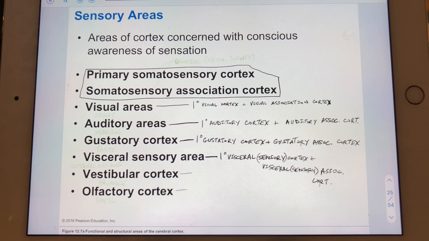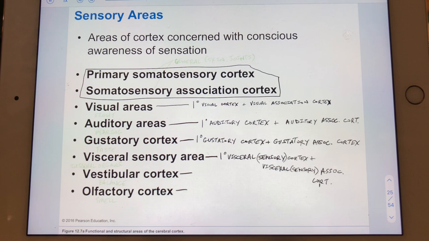Hey, guess what? We have a primary vestibular cortex and a vestibular association cortex. Hey, guess what? We have a primary olfactory cortex and an olfactory association cortex. Get it? So for every sensory area, we've got a primary chunk and an association chunk, all right? Now, let's figure out what these words mean.